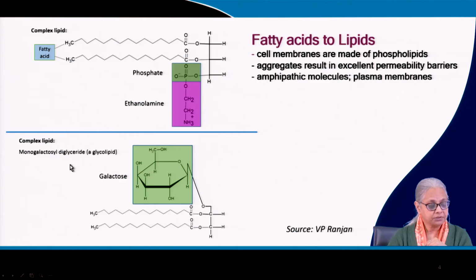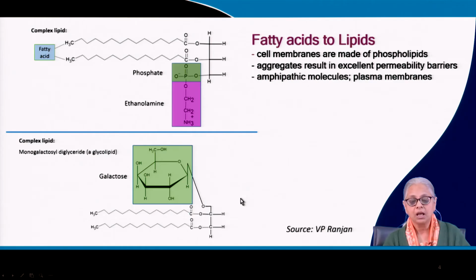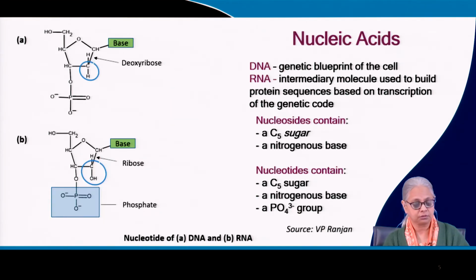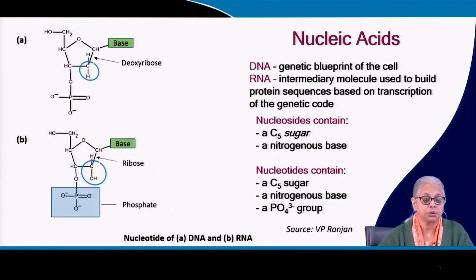Then we have complex lipids. So we have a glycolipid here. So the same glycerol molecule now has two fatty acids with a galactose attached at the C3 position, and that's the basis, like I said, of the plasma membranes. Let's now come to the next set of macromolecules, and that is nucleic acids.